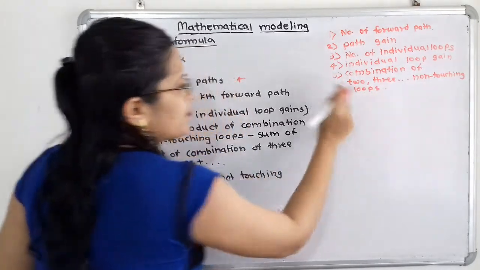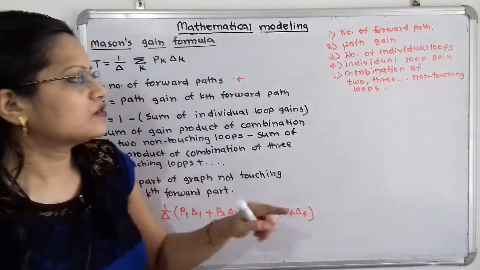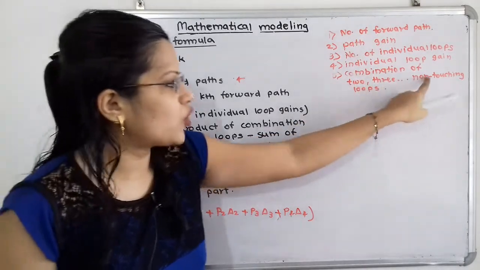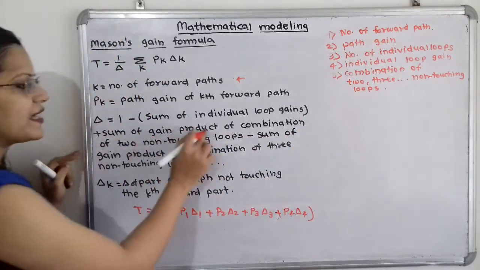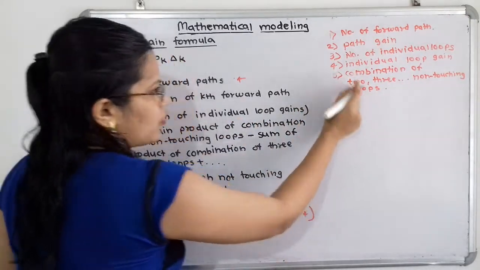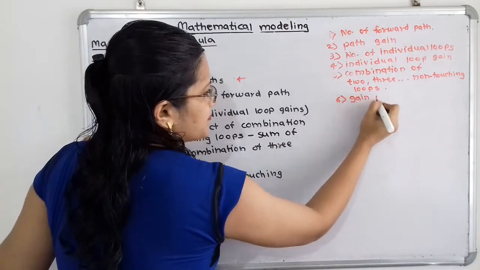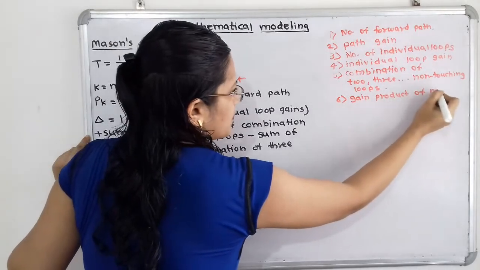So this is the fifth point that we have to find out. It will depend on the question. Many questions will contain only a combination of 2 non-touching loops, and from this we will find out the gain product of this combination of non-touching loops. So, gain product of non-touching loops.